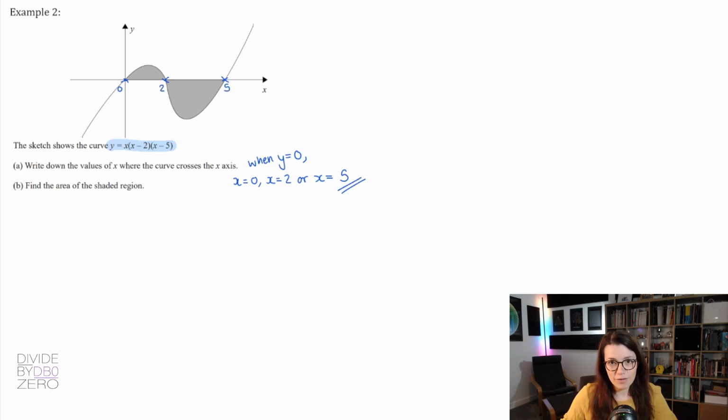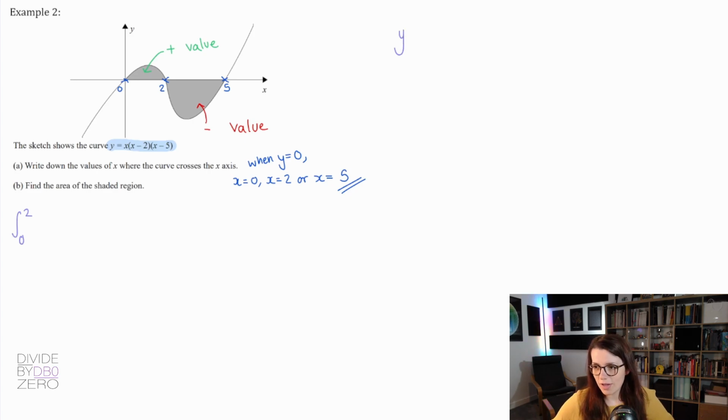Part B, find the area of the shaded region. Now for these ones, you have to be careful. If you've got part of the area above the x-axis and part below, you need to know that anything above the x-axis will actually give you a positive value for the area, but anything below the x-axis will give you a negative value for the area. With that in mind, to find the total shaded area, you have to split the two areas up and find them separately. So for the positive value area, that's going to be when we integrate between 0 and 2 of the curve.